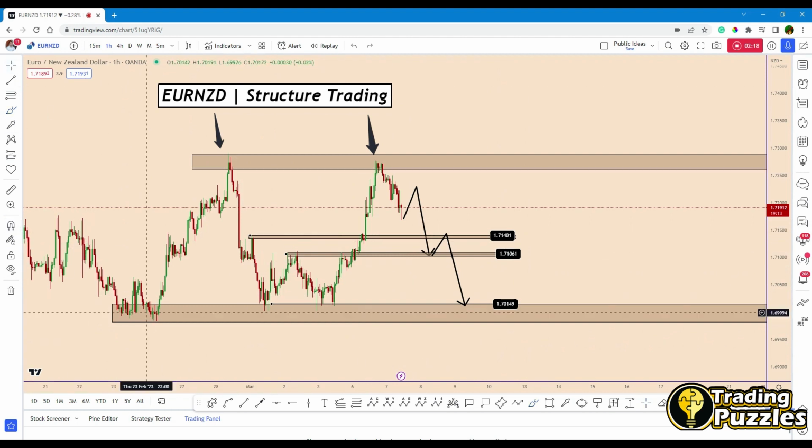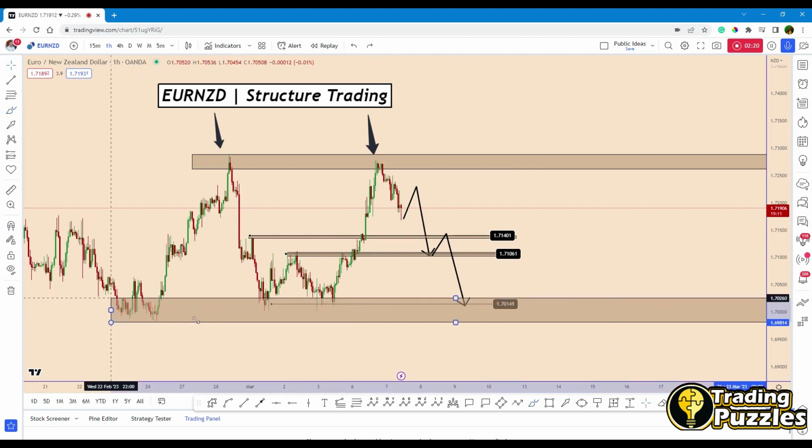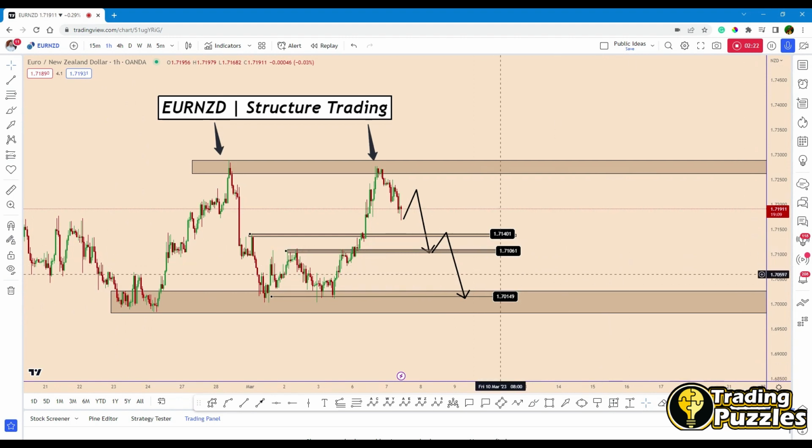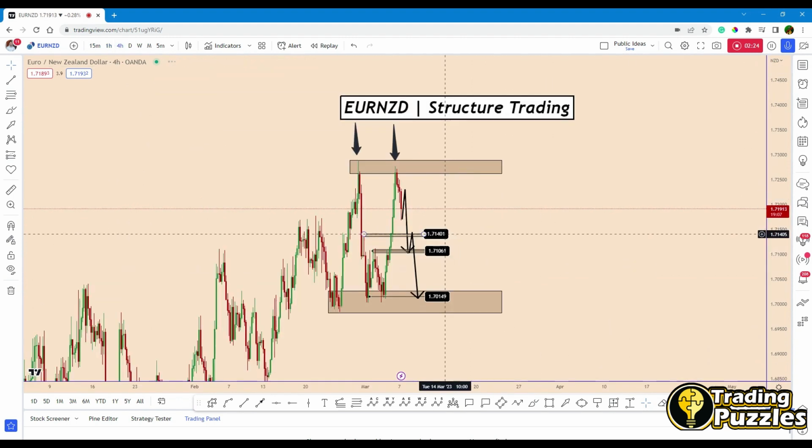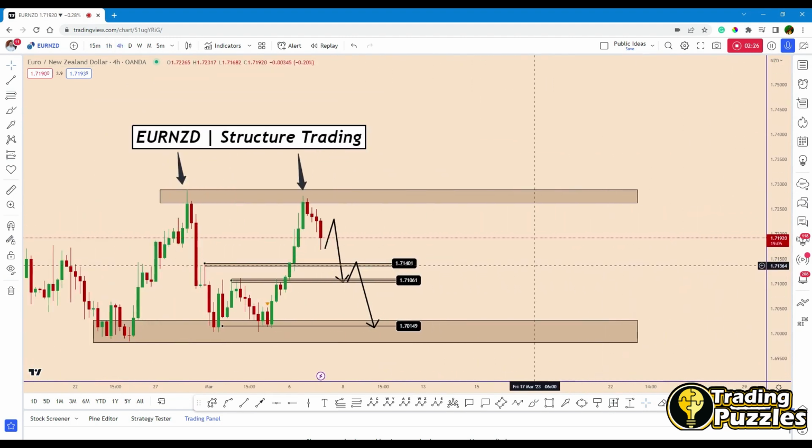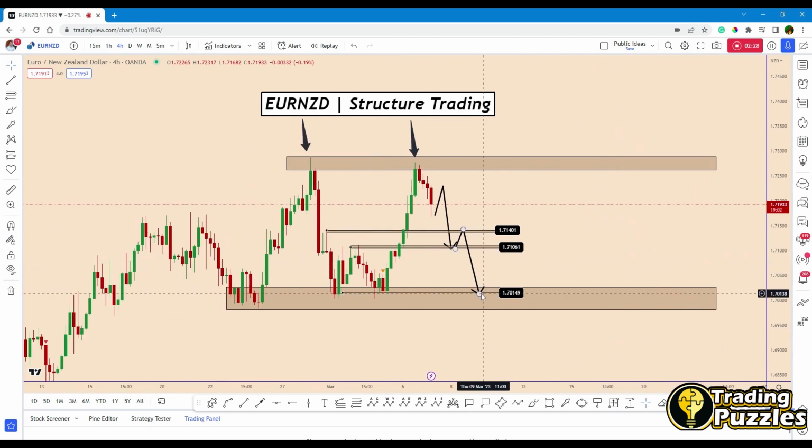So let's see how the market will develop, because we are ahead of very big events during this week and everything can happen. That is why we have to be very, very careful.